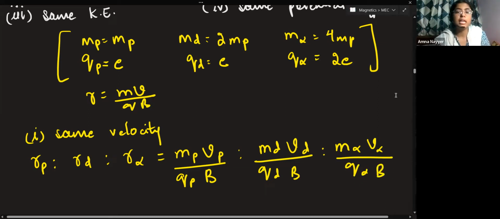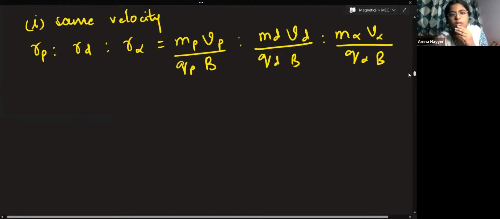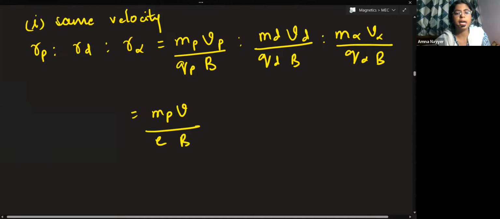Now according to this data, if you take the standard as the proton, you can convert everything in terms of proton. So mass of proton, velocity is the same, charge on proton is e, magnetic field will be B, is to mass of deuteron, which is twice the mass of a proton, velocity will be the same.